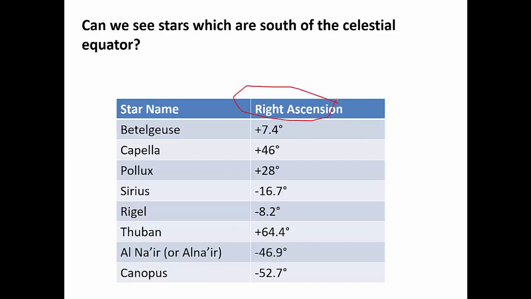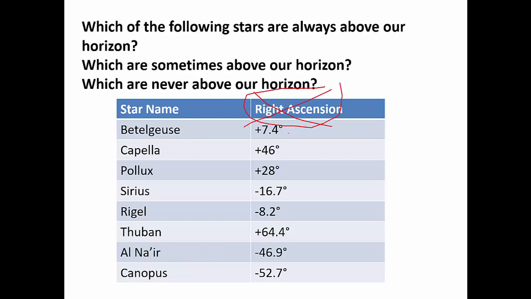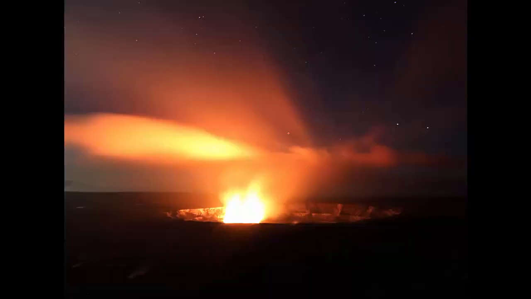Whoops, I've got things labeled wrong here. This should say declination, not right ascension. I don't know what I was thinking. Right, declination on that.